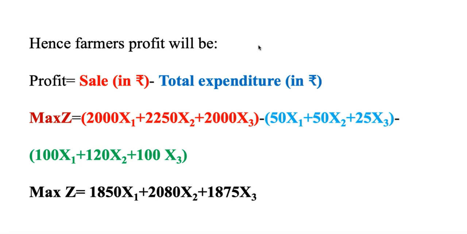So till now I have calculated the total sales from radish, from tomatoes and lettuce, and we have also calculated the total expenditure in the form of fertilizer and in the form of labor. Now we know if we want to find out profit, how are we going to calculate profit? Profit is equal to sales minus total expenditure, right?